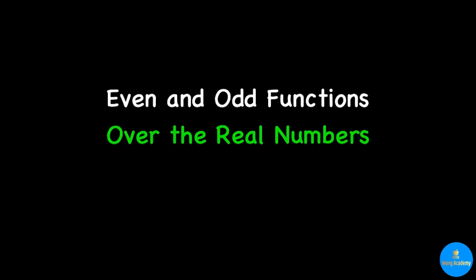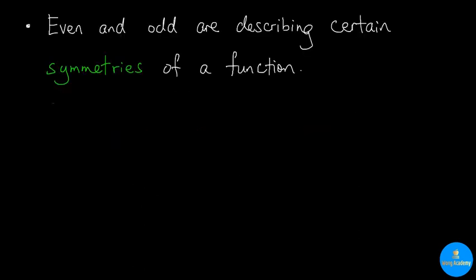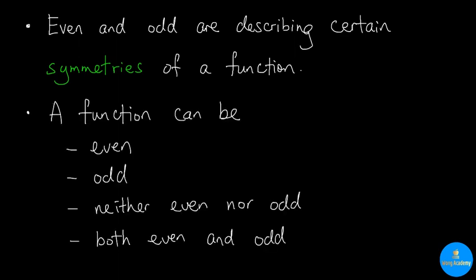In this video, I'm going to talk about even and odd functions over the real numbers. Even and odd are describing certain symmetries of a function. Unlike for integers, even and odd for functions are not bivalent. A function can be even, can be odd, can be neither even nor odd, or in a very special case, it could be both even and odd.